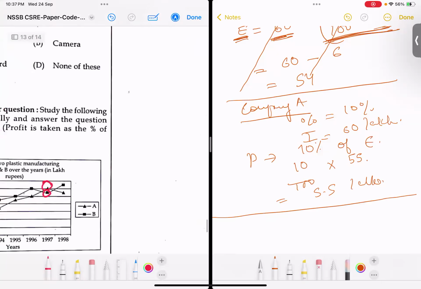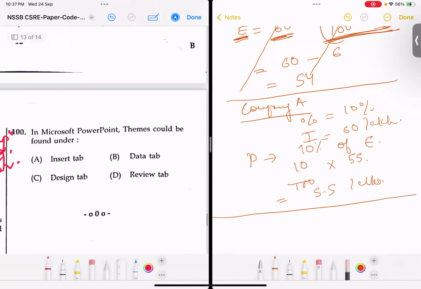Now let's come to question number 100. In Microsoft PowerPoint, themes are found under the Design tab. So if you go to Microsoft PowerPoint and want to change the themes, you will find it under the Design tab, okay?